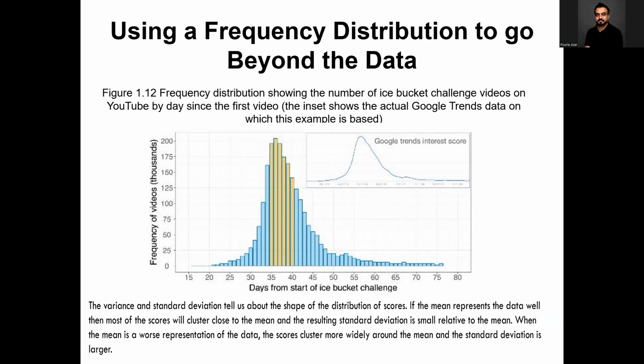The variance and standard deviation tell us about the shape of the distribution of scores. If the mean represents the data well, then most of the scores will cluster close to the mean, and the resulting standard deviation is small relative to the mean. When the mean is a worse representation of the data, the scores cluster more widely around the mean, and the standard deviation is larger.